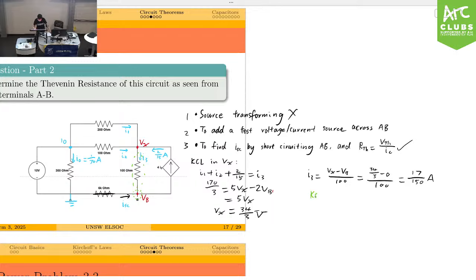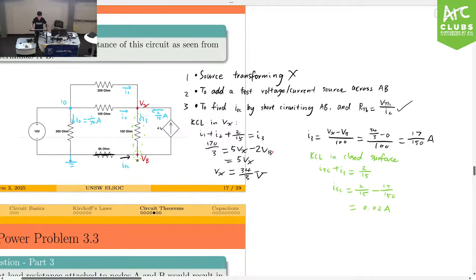So KCL in closed surface, I would write it in green just to say that we have done it in the closed surface. We have ISC plus I3 equals 2 on 15. So ISC equals 2 on 15 minus 17 on 150, and it simplifies out very nicely. ISC equals 0.02 amps just by chucking it in the calculator. It says 2 milliamps, which is very nice.